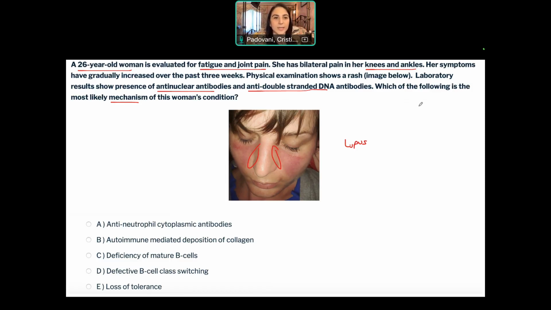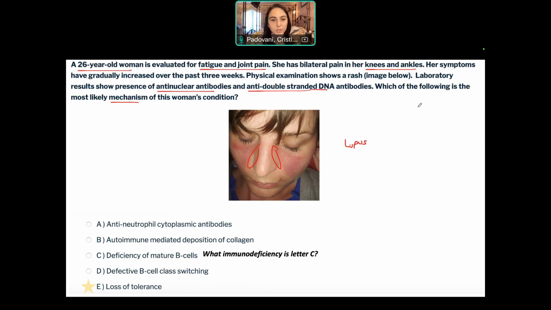So from this, what is the mechanism of this woman's condition? Lupus, remember, is an autoimmune disease. All autoimmune diseases, the mechanism is a loss of tolerance. So I think this was good. I think it tied in. This is kind of a third order reasoning question. You had to diagnose lupus, then understand lupus was autoimmune, and then know the mechanism of autoimmune diseases.